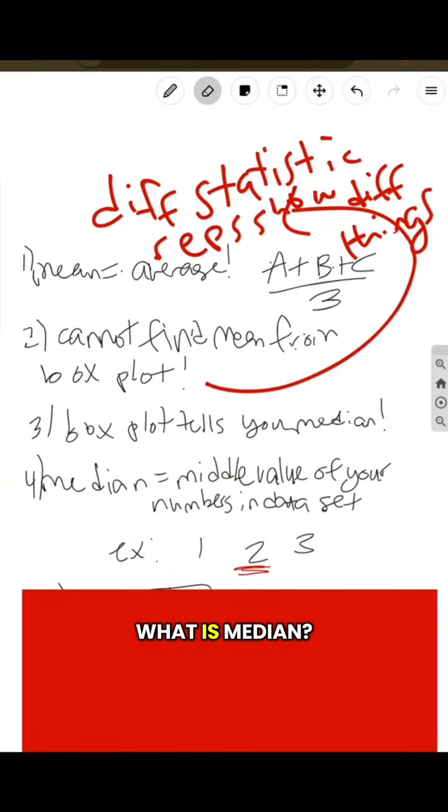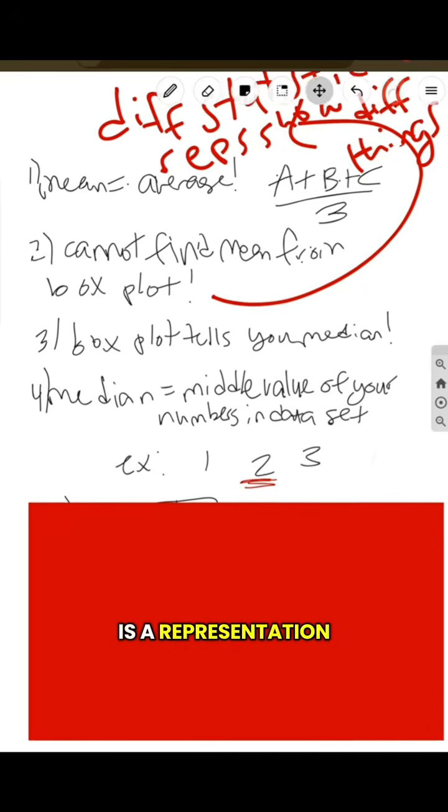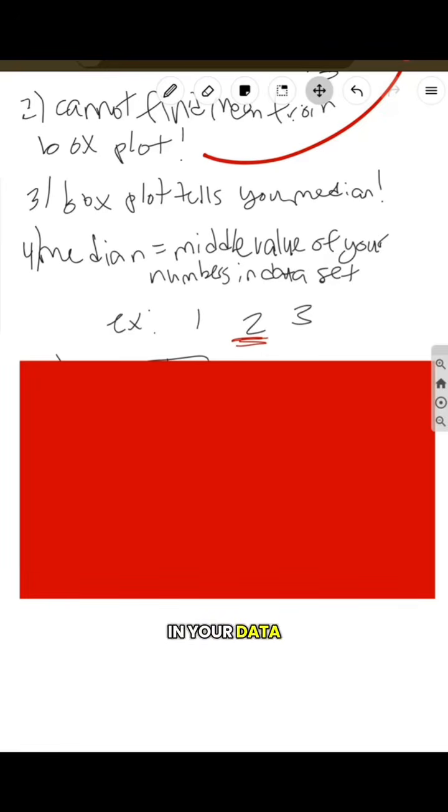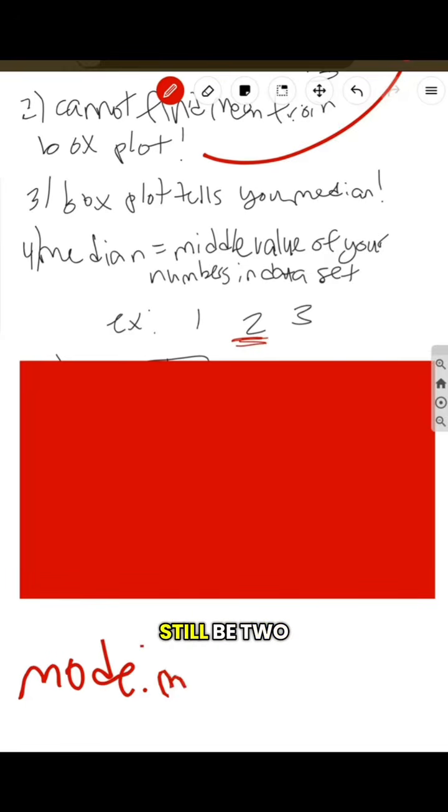So now you might be wondering, what is median? Your median is a representation of the middle value of the numbers in your data set. So for example, if you're given 1, 2, and 3 in your data set, the 2 is directly in the middle, that's going to be your median. And that's all there is to it. And of course, that only accounts when all your data sets are in order. So for example, if this were to be written as 3, 1, and 2, the median would still be 2, even though it's not written that way. You have to put everything in order for it to be correct.